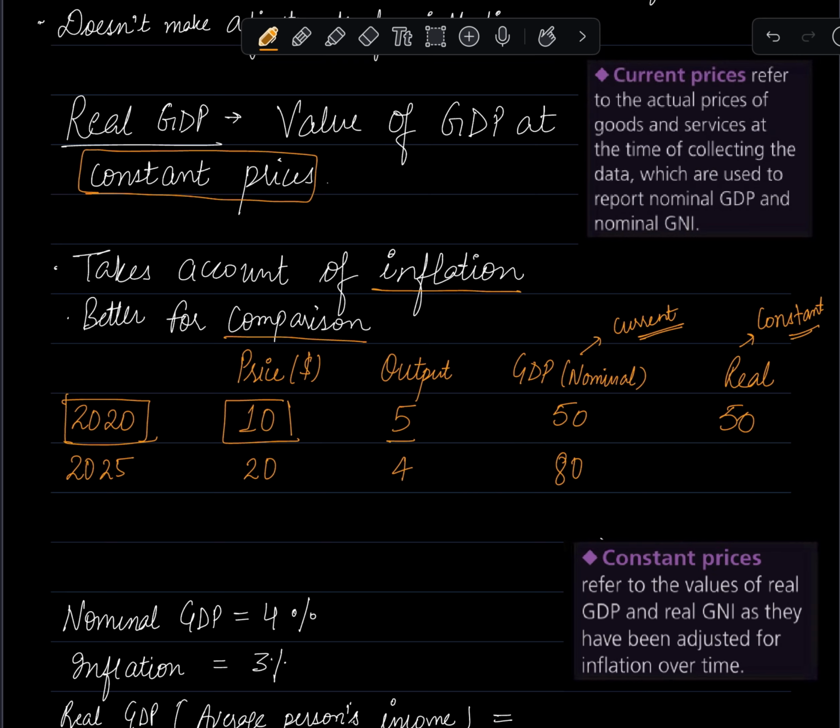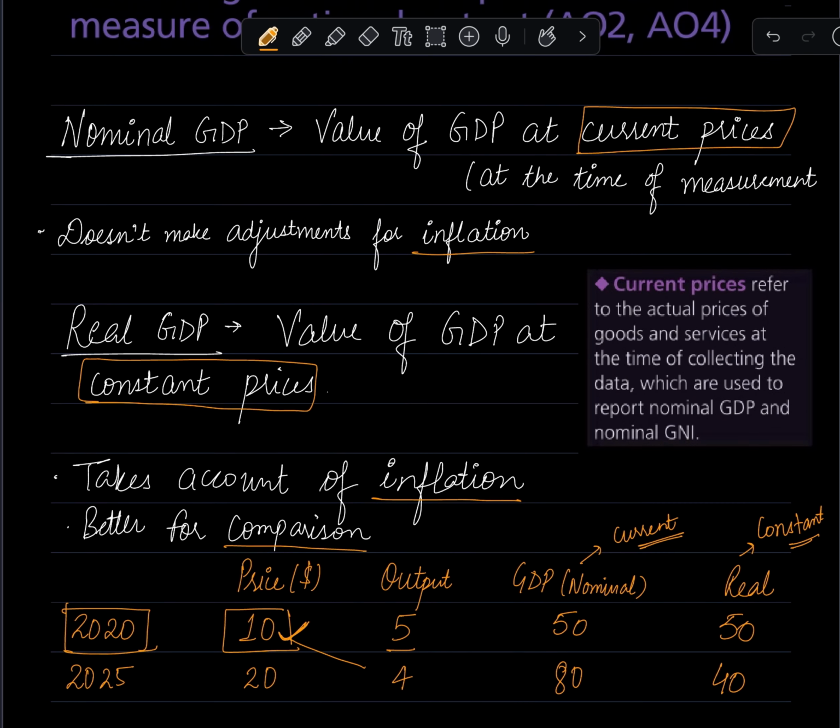And then for 2025, we will keep the prices constant to make the comparison of the output. And we will take the price of base year, that is 10. And 10 into 4, 40. Real GDP shows that there is actually a decrease in the GDP, which means that though nominal GDP is rising, it is because of the inflation. It is because of the rise in the general prices. This is what I was talking about earlier.